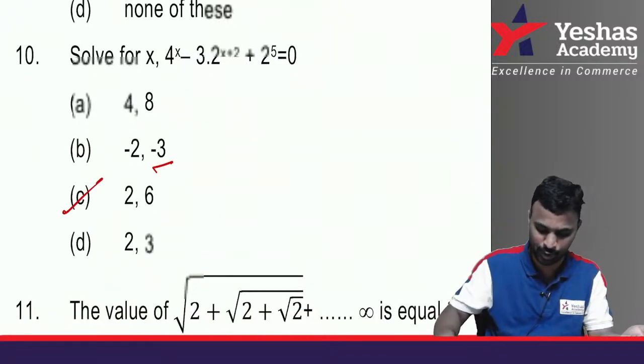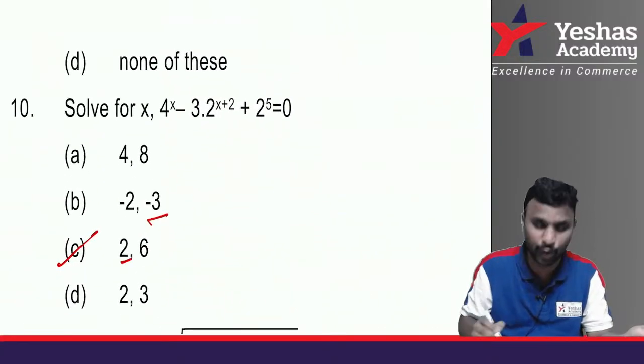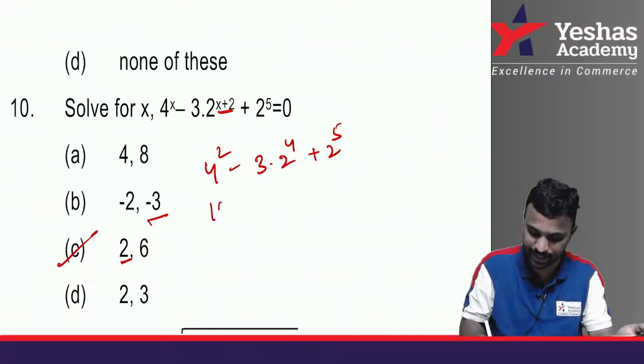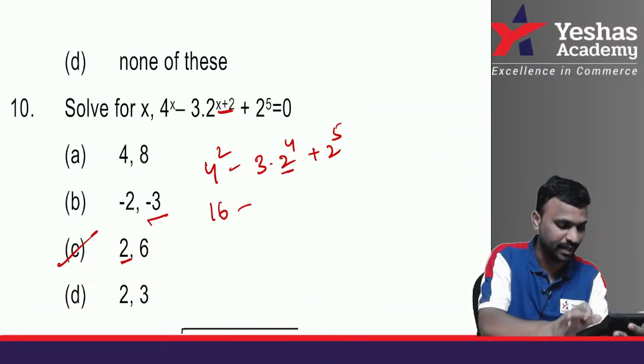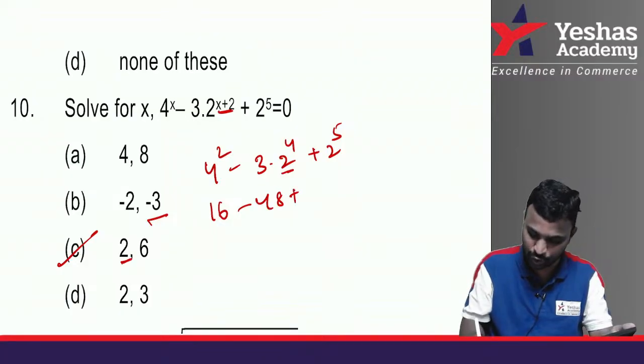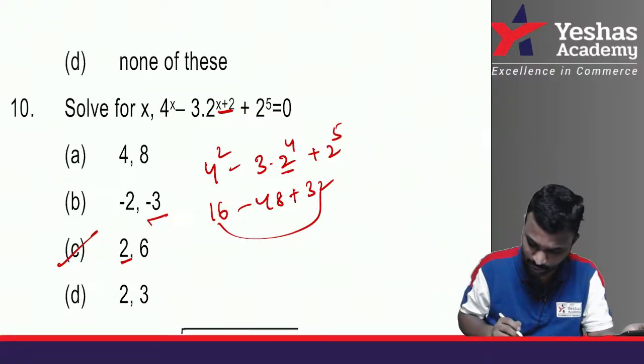Moving on to the next option, option C. So let us hit option C. If I hit x value as 2, so 4 square minus 3 into 2 power 2 plus 2 is how much? 4 plus 2 power 5. Guys, this is 16. 2 power 4 is 16. 16 into how much? 3, 48. Plus 2 power 5 is 32. 32 plus 16 is 48. 48 minus 48 is 0.